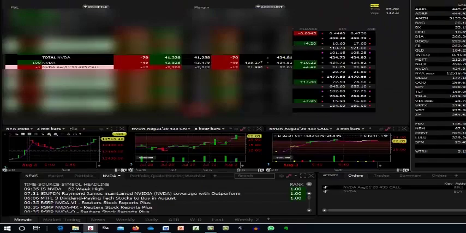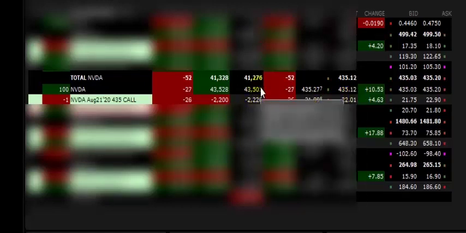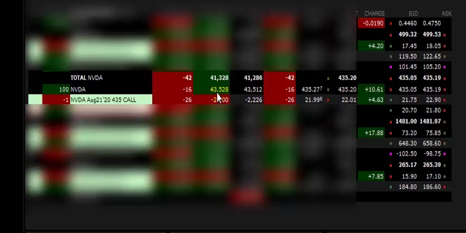Now I'm going to go back and analyze what exactly has happened. So we bought 100 shares of NVIDIA. We paid $434.94 for 100 shares of that. So we have $43,500 invested. Okay, that's that amount right there. Then we went and sold a call against it, and we got $21.99 plus the commission. It was basically $22. So that is the price that we got.